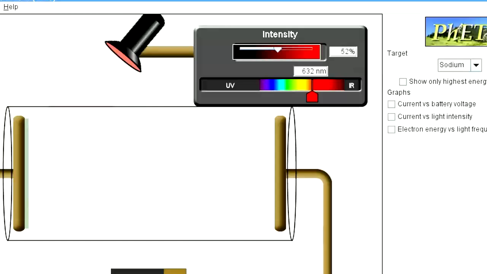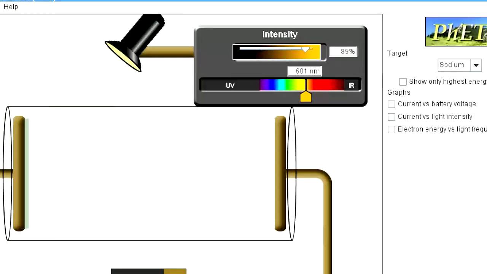All right, so what I have here is my light source. You can see it right here. I can change the intensity of the light source, and we'll look and see what that means. And we can also change the wavelength of the light source as well. When we change the wavelength of the light source, we're actually changing the energy of the light as well. So we have this metal surface.